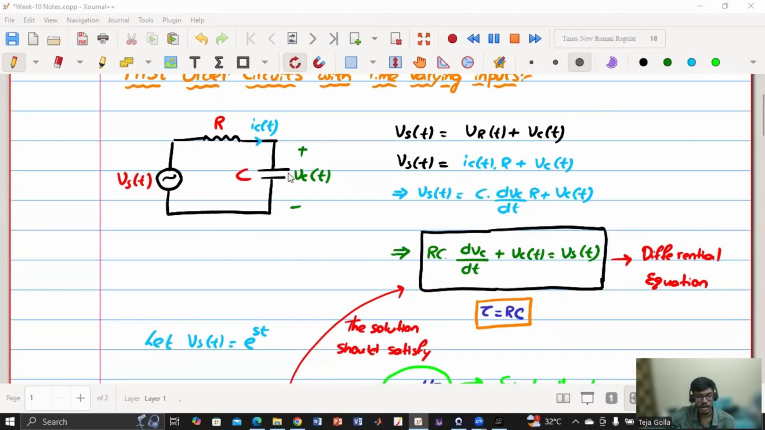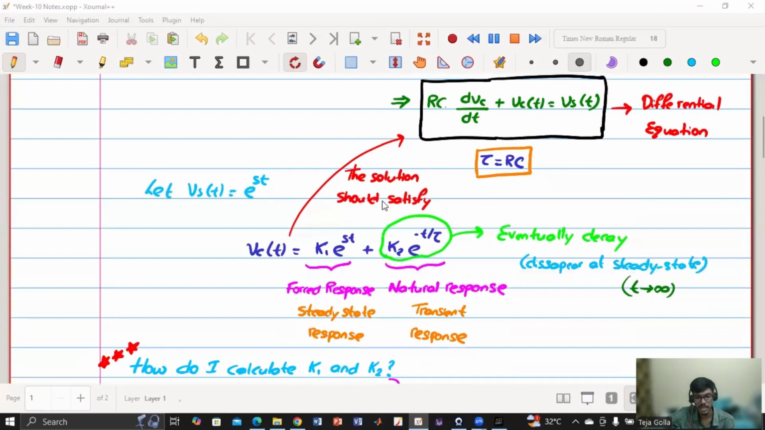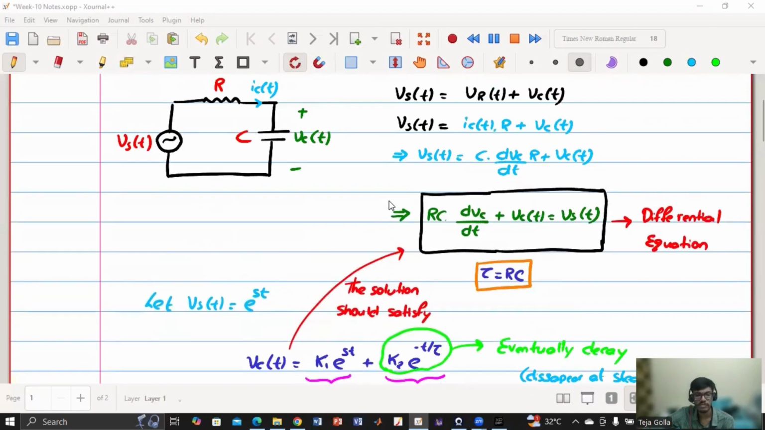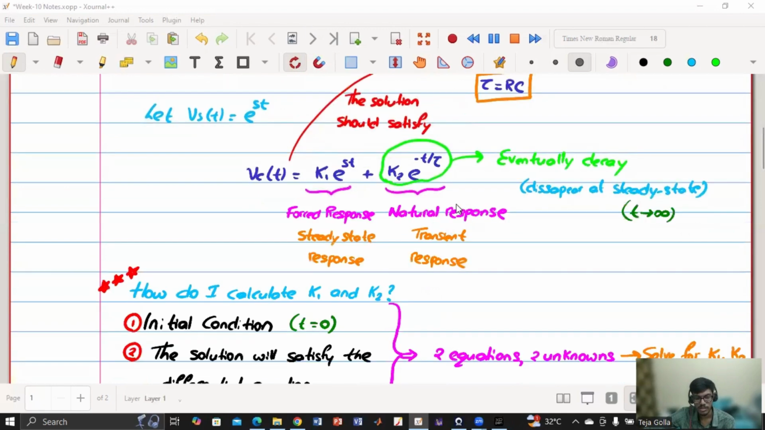So that's why, if there is no source in the circuit, the capacitor voltage is decaying. That's why it is transient. Basically, it is the transient that comes because of the initial condition. If there is no initial condition, then it will not come. So that's why it is always decaying, and that's why it is the transient response.